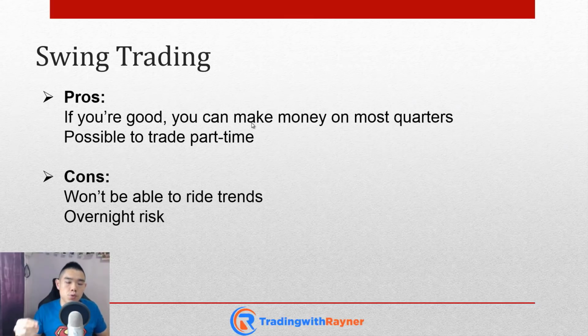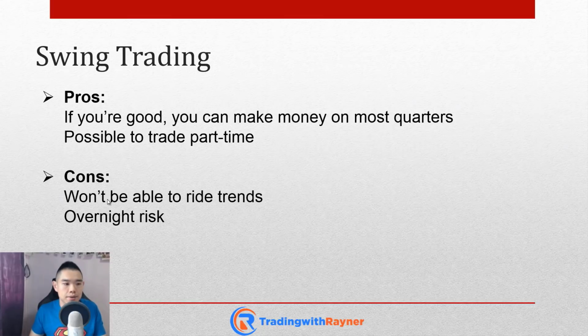Pros and cons: if you are good, you can make money on most quarters. Why most quarters? Because compared to day trading, you don't get as many trading opportunities, so you need time for your trades to play out. Again, if you have an edge in the markets, you can make money on most quarters. It's possible to trade part-time because you don't have to be glued to the screen all the time. For example, if you trade off the 4-hour time frame, you can just check the charts once every 4 hours.